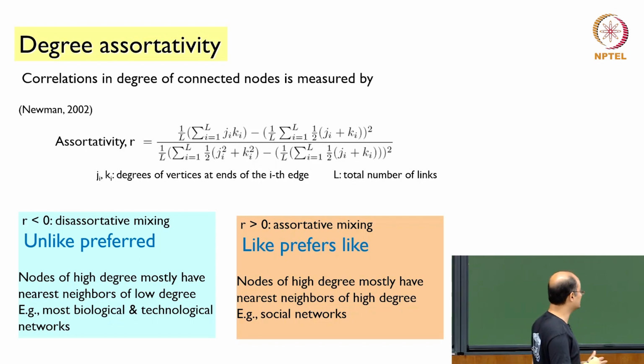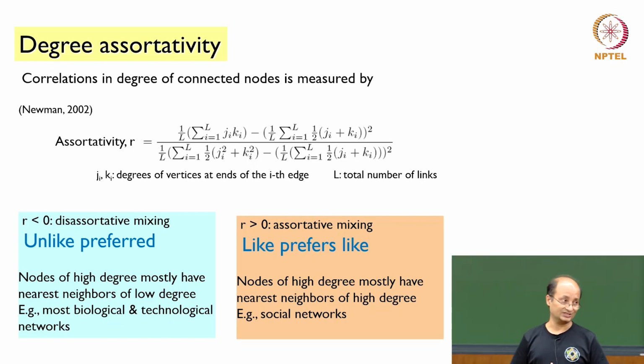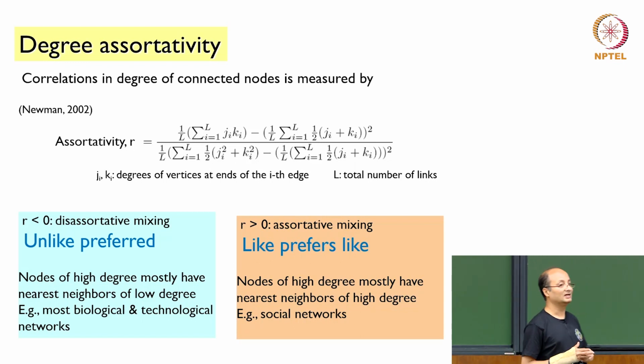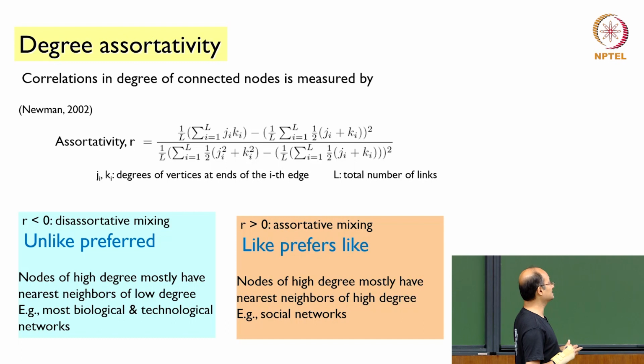But if R is less than 0, then you have an anti-correlation. This is called disassortative mixing. In other words, nodes of high degree are actually preferentially connecting to nodes of low degree. And you will see this in mostly biological and technological networks.